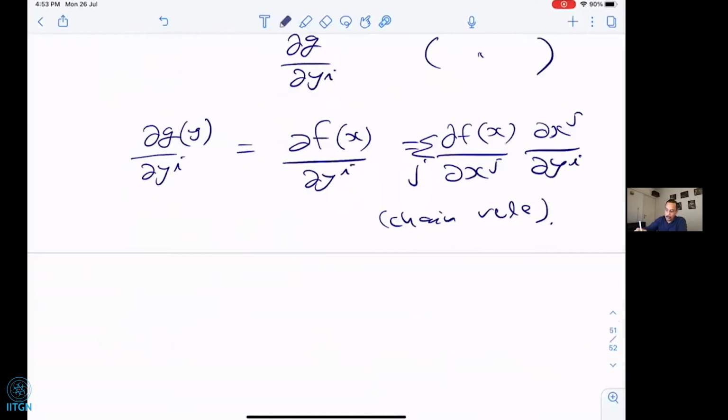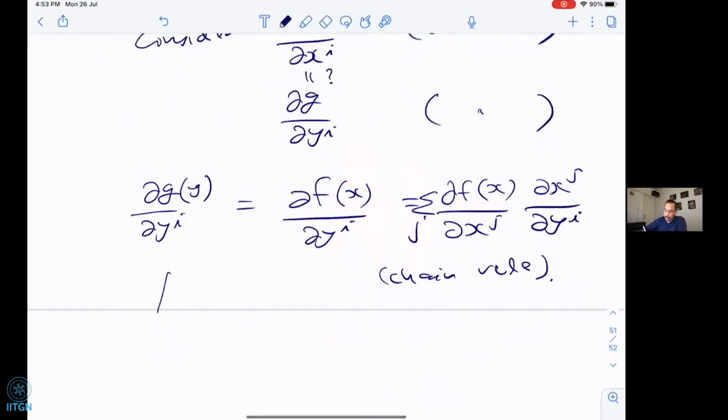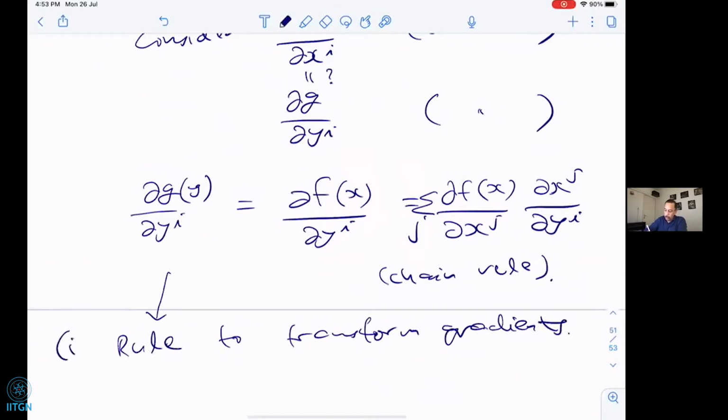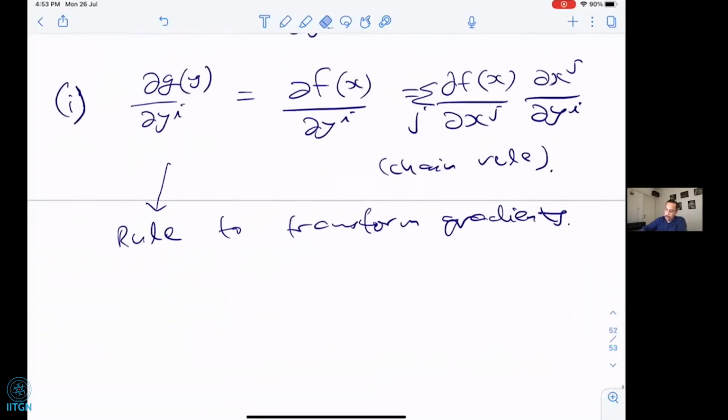Okay. So this is a statement about the transformation of gradient. So if you like, this is the rule to transform gradients. So this is one rule. It's a very important rule, and we'll just mark it as one and go on. And then we'll come back and study it a little more in detail later.